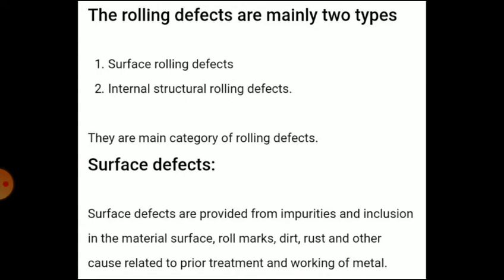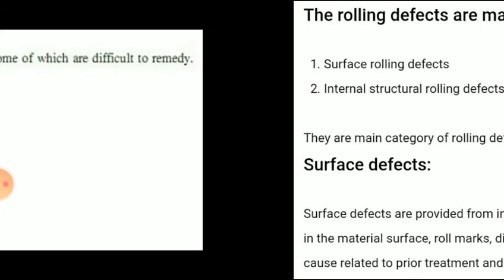So first is the surface defect. These defects include scale, rust, scratches, cracks, pits, etc. These defects occur due to the impurities and inclusions in the original cast material and other conditions related to material preparation and rolling operation. So this is regarding the surface defect.